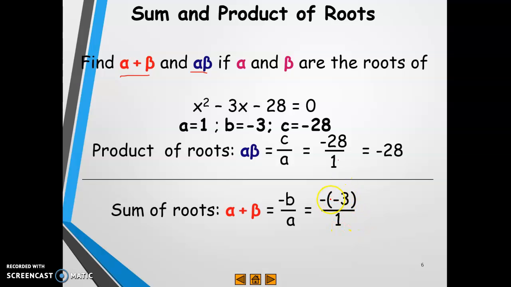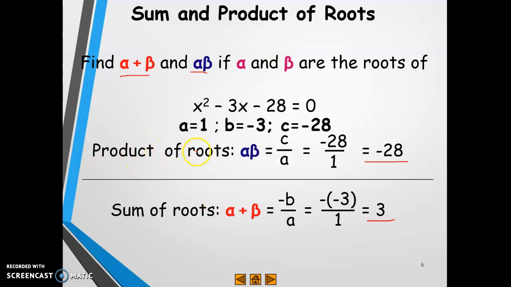That's basically positive 3 in the numerator, and then the answer is 3. So your product is negative 28, and your sum is positive 3. So take note, the second line here is the sum. The first is the product.